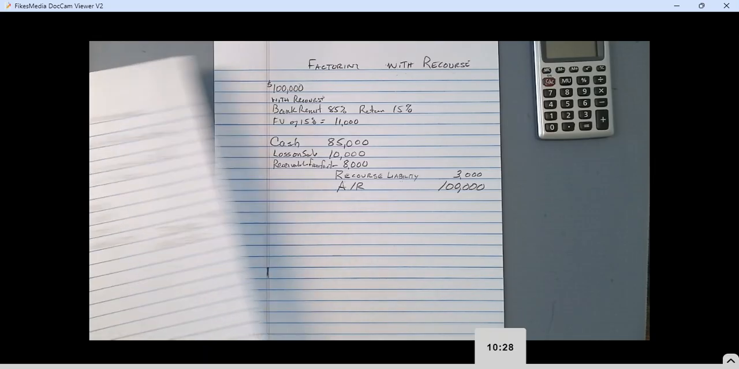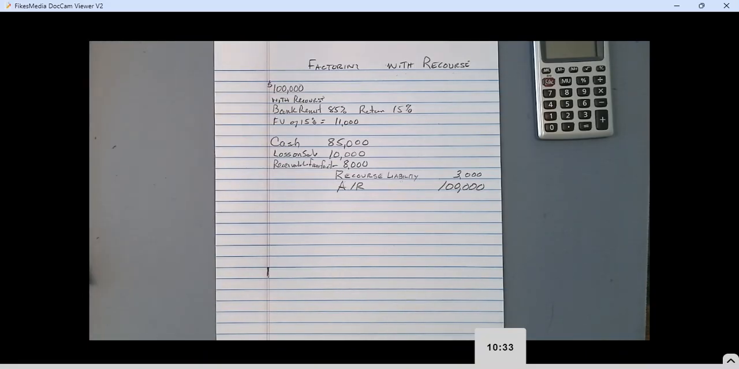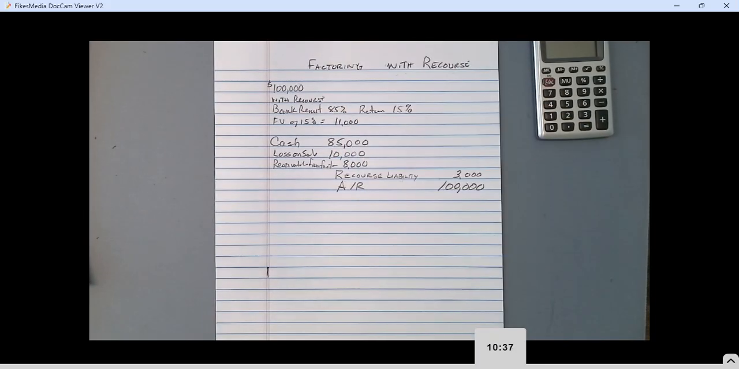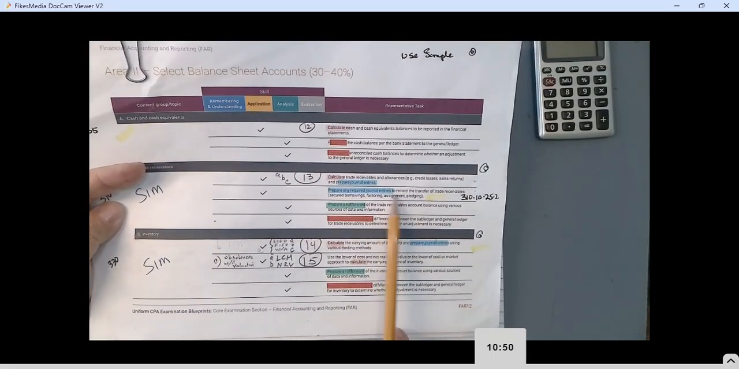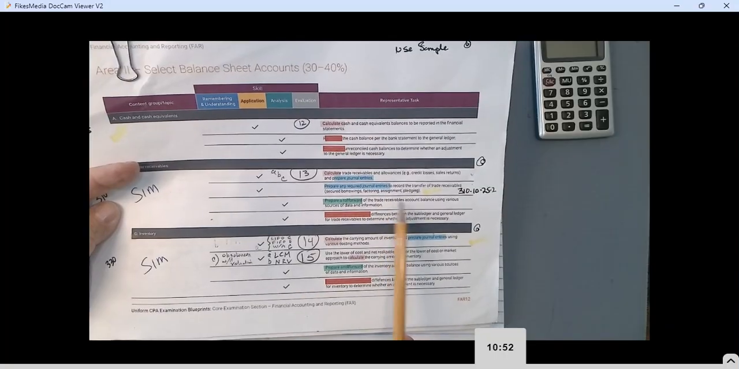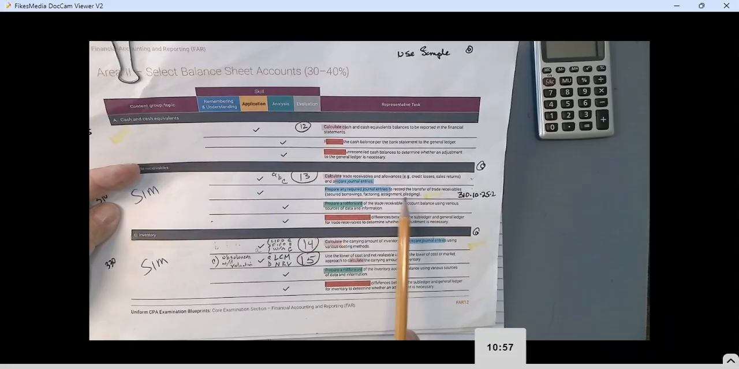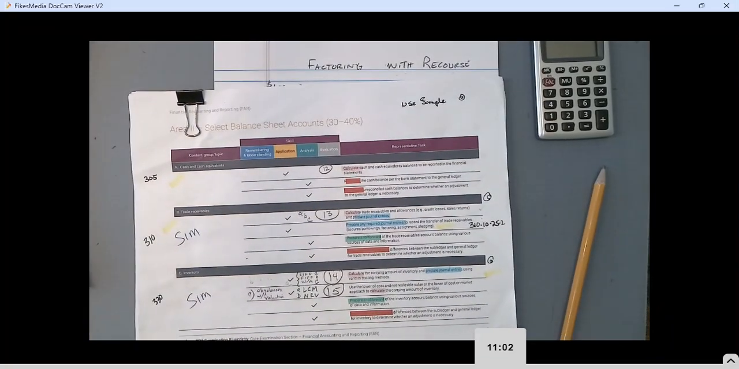Okay, factoring with recourse. A couple of examples here. Okay, factoring with recourse journal entries. So those are the journal entries, and the blueprint just asks for the required journal entries for this. So remember that when you're trading the receivables, you're either securing, assigning, or pledging, and it's the factoring with and without recourse that makes a difference.